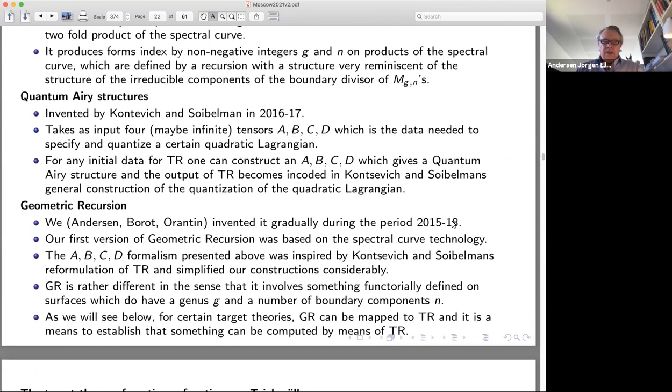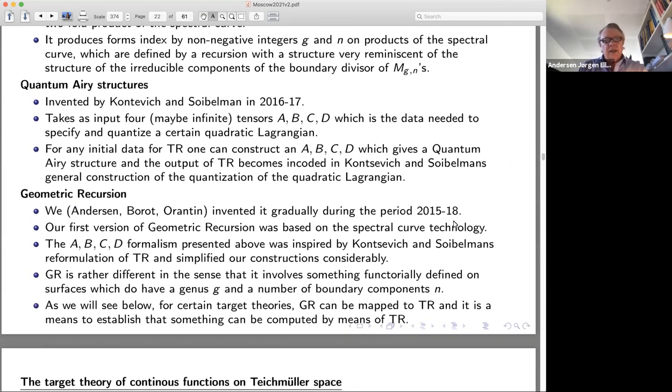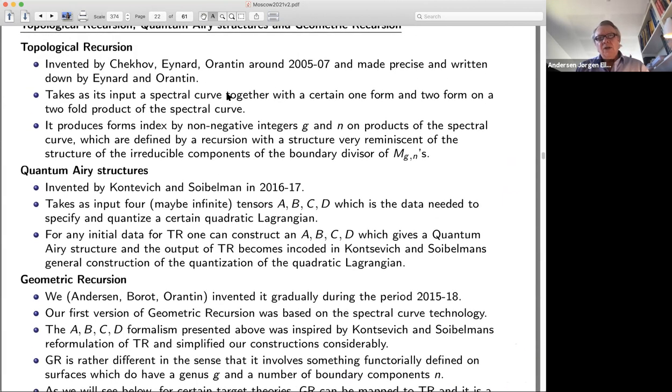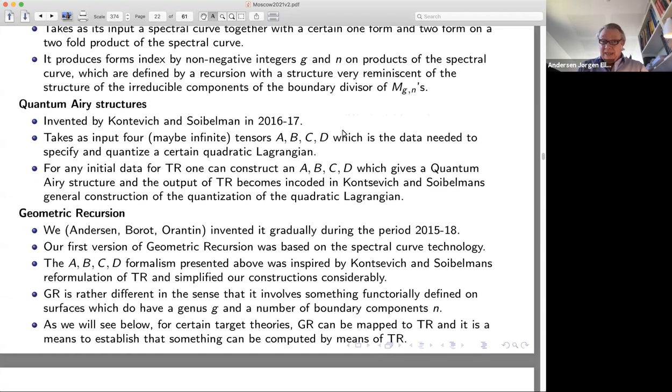And so the geometric recursion is really somehow inspired in part by quantum area structures in the way they were set up, but it really took its origin in topological recursion, because what we really wanted was to somehow very clearly show that g and n in topological recursion really have a manifest interpretation as the genus and number of boundary components for a surface. And so you see that in geometric recursion, it's completely manifest that there are surfaces, and now there is actually functorial behavior in these surfaces.